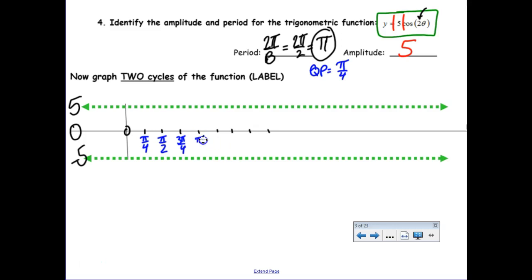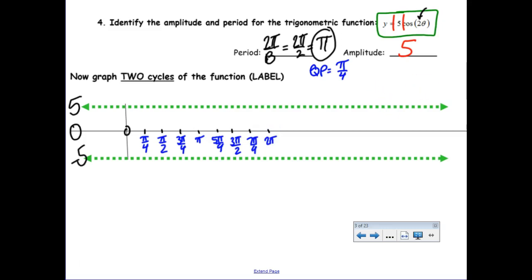Keep going. So that was what? 4 pi over 4. This is 5 pi over 4. 6 pi over 4 is going to be 3 pi over 2. This is 7 pi over 4. And this guy's 8 pi over 4, which is going to be 2 pi. And that's the end of your second period.